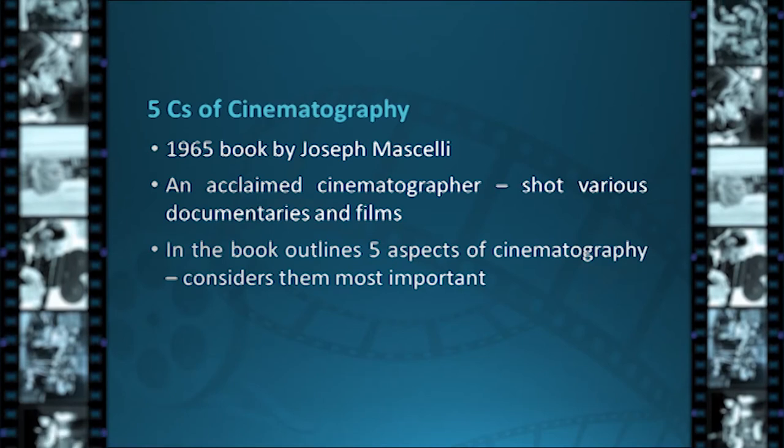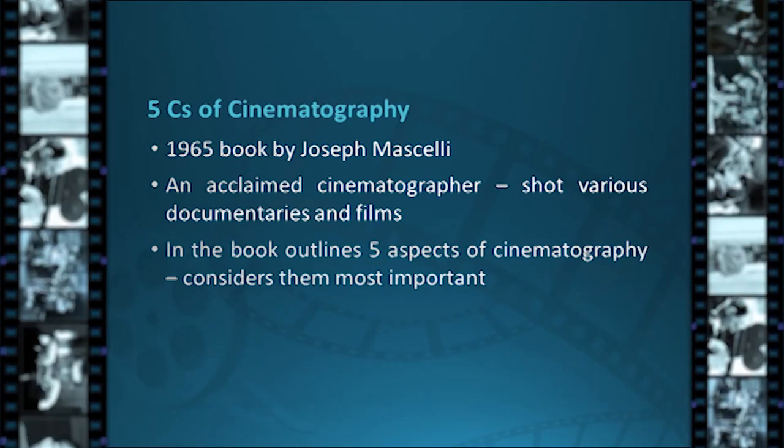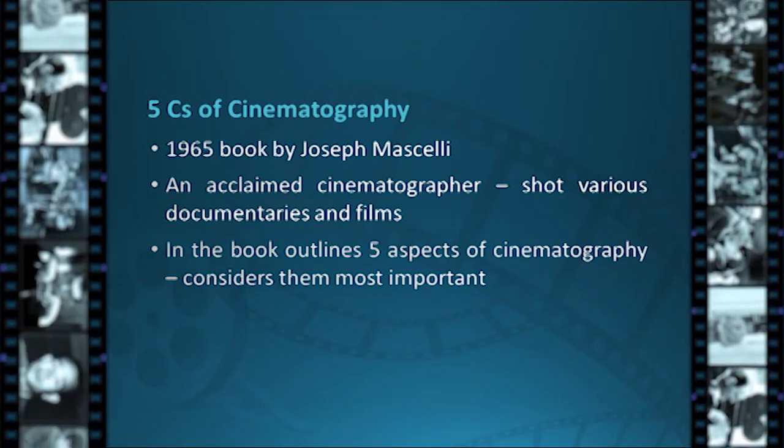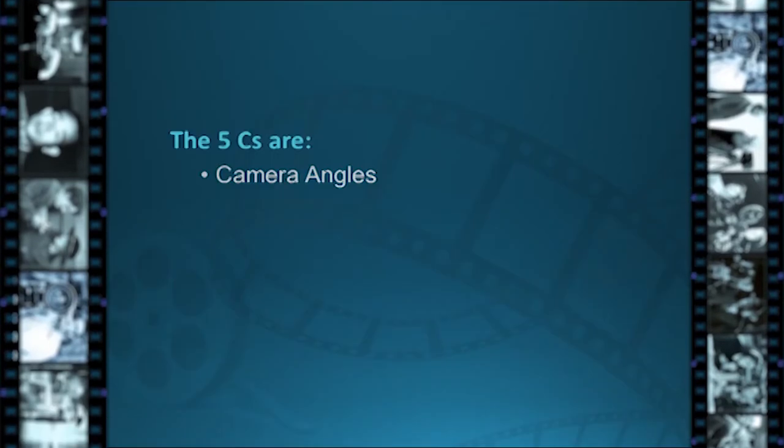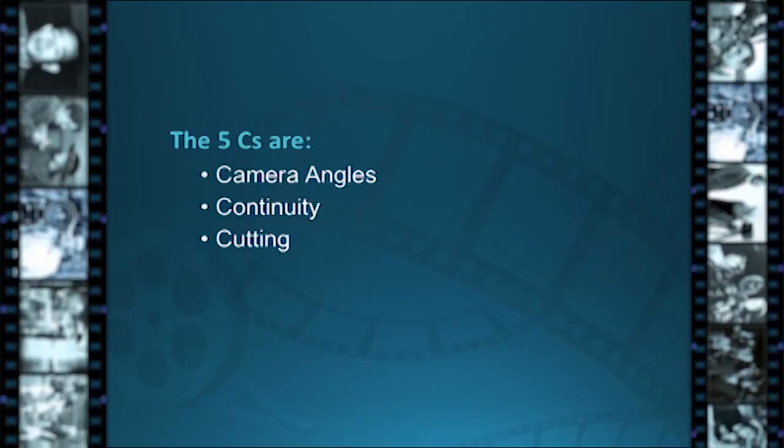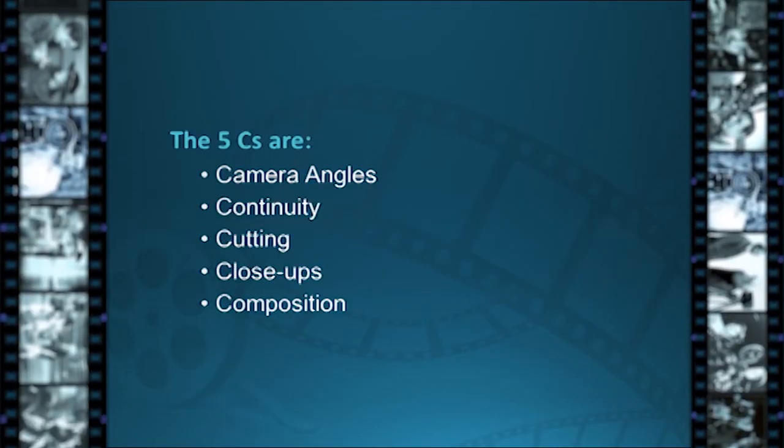This book has been in publication for more than 50 years now. But even today, this book is a go-to book for a student of film studies or also for a person who wants to practice cinematography. The 5 C's as outlined by Joseph Mascelli are camera angles, continuity, cutting, close-ups and composition.